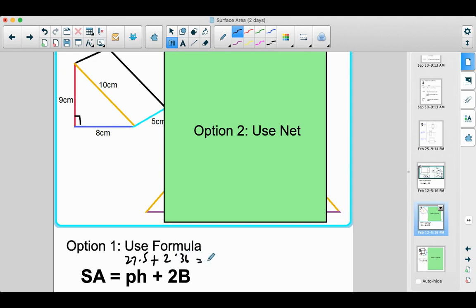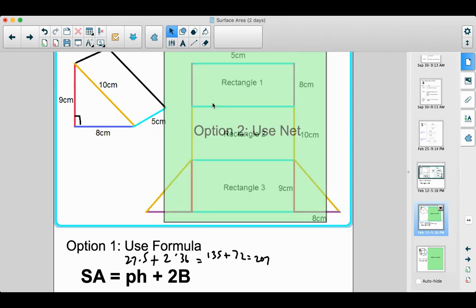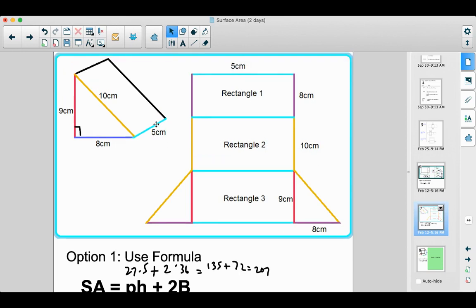Okay. 27 times 5 is 135. 2 times 36 is 72. If I add those together, I would get 207. Okay, and that's just finding the area all the way around the sides first, and then the front and back. Let's take a look at how that works with the net.